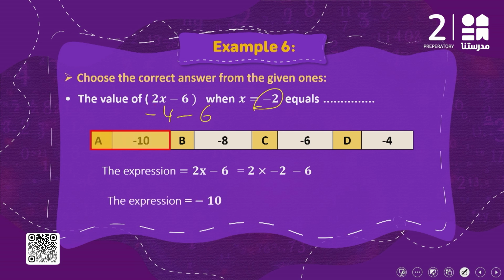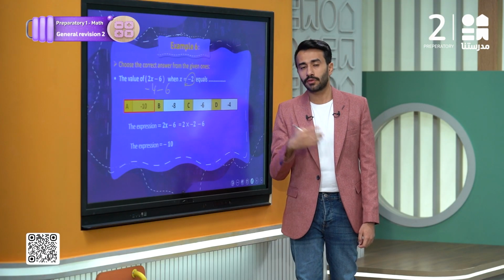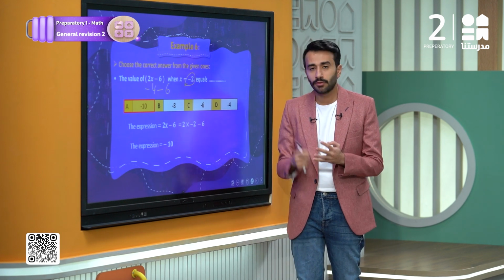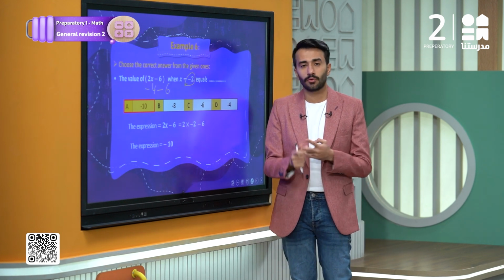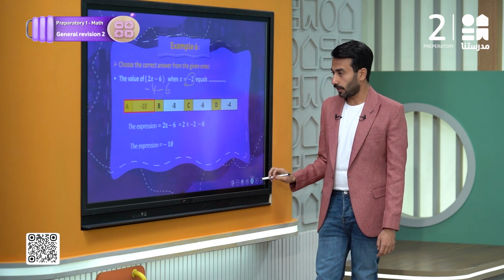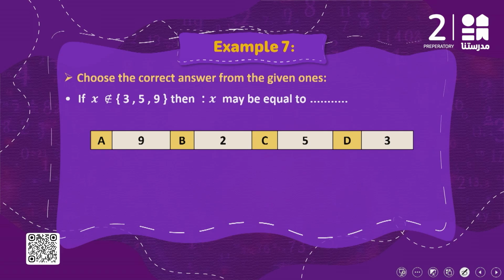Here, he's not talking about natural numbers, rational numbers, or integers. Just find the answer of this. If it's negative, positive, decimal, it's okay. If it's a fraction, there is no limit for the answer here. So the answer is negative 10. If x doesn't belong to 3, 5, or even 9, then x may be equal to, this is very, very easy. We don't have 9 for it, or even 5, or even 3. The value is 2 for sure.